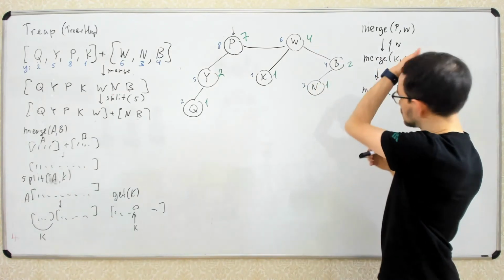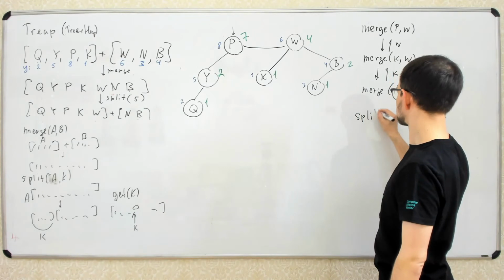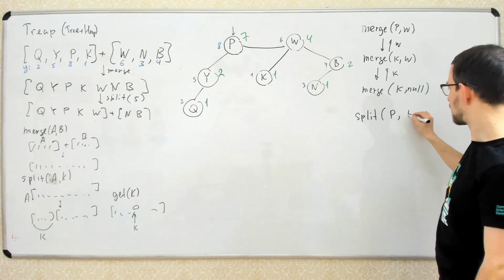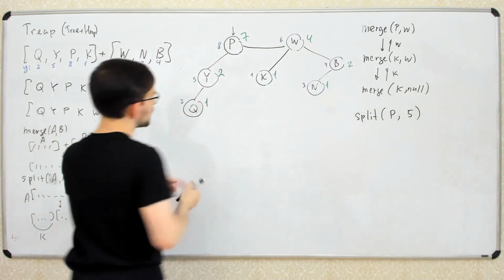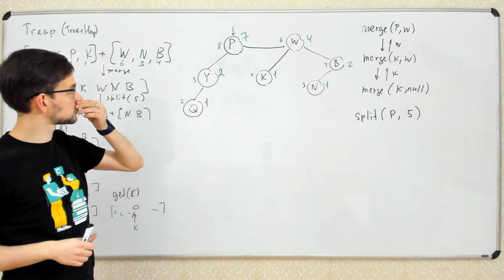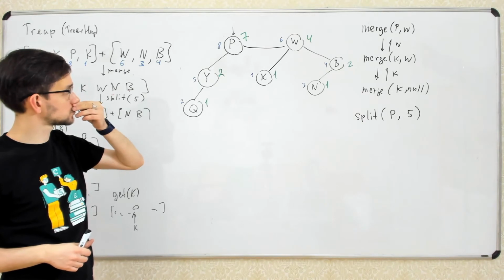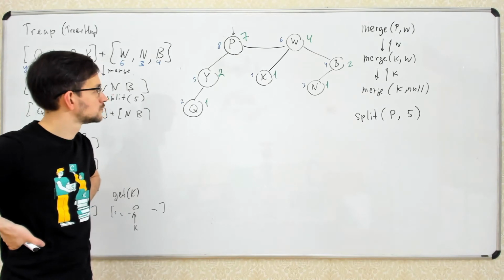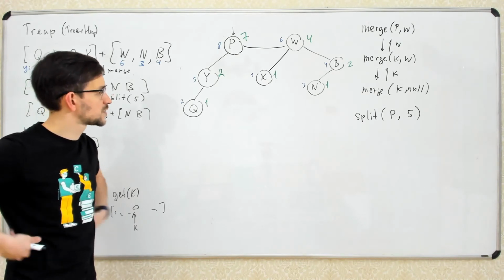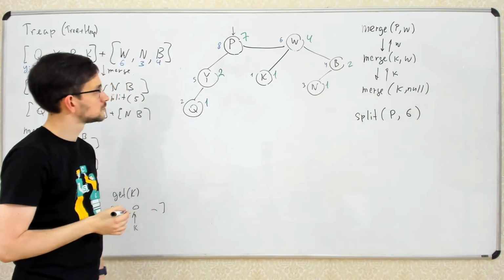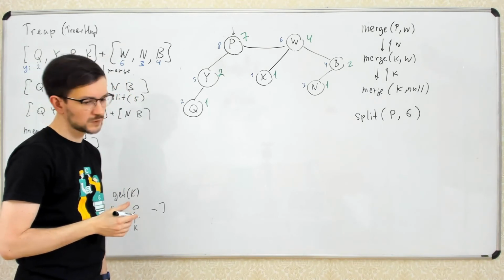Now, how to make split? So again, I call split on the root P by the first 5 elements. So I want to take this root and split off the first 5 elements of this root. It's too easy. Let's make it 6. And it's still easy. Let's split by 4.